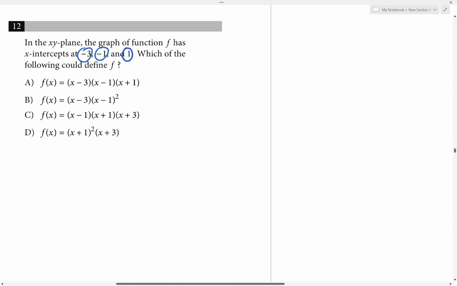Okay, so we have 3 x-intercepts. That's where the graph touches the x-axis, right? So we have points at (-3, 0), (-1, 0), and (1, 0). So those are the x-intercepts. We don't know anything else about the function. We just know these are the x-intercepts.